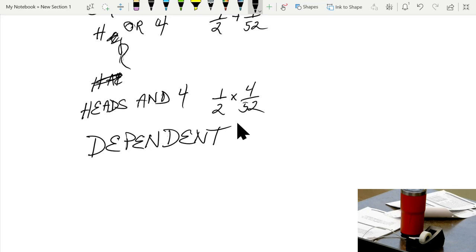Chance of the first one is 4 out of 52. What's the chance of the second one? 3 out of 51. So that is not independent. It is a dependent event. The chance that this happens affects the chance that this happens. And they always do this.